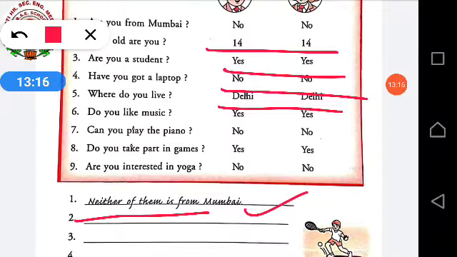Now 6, 7, 8 and 9 you have to do by yourself. Clear? Let me tell you the sixth one also. Do you like music? Yes. So both of them like music. Understood how to write?